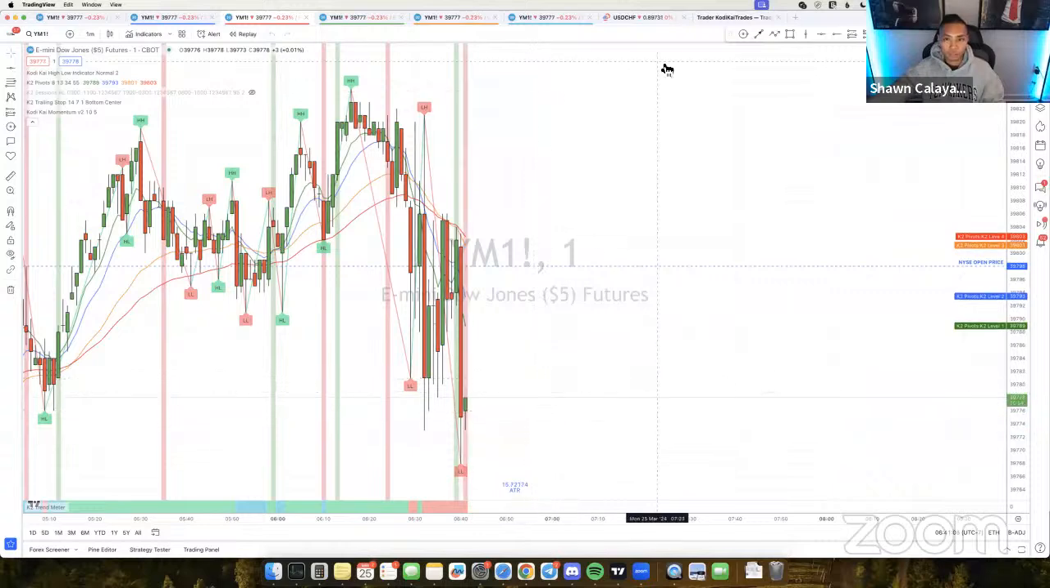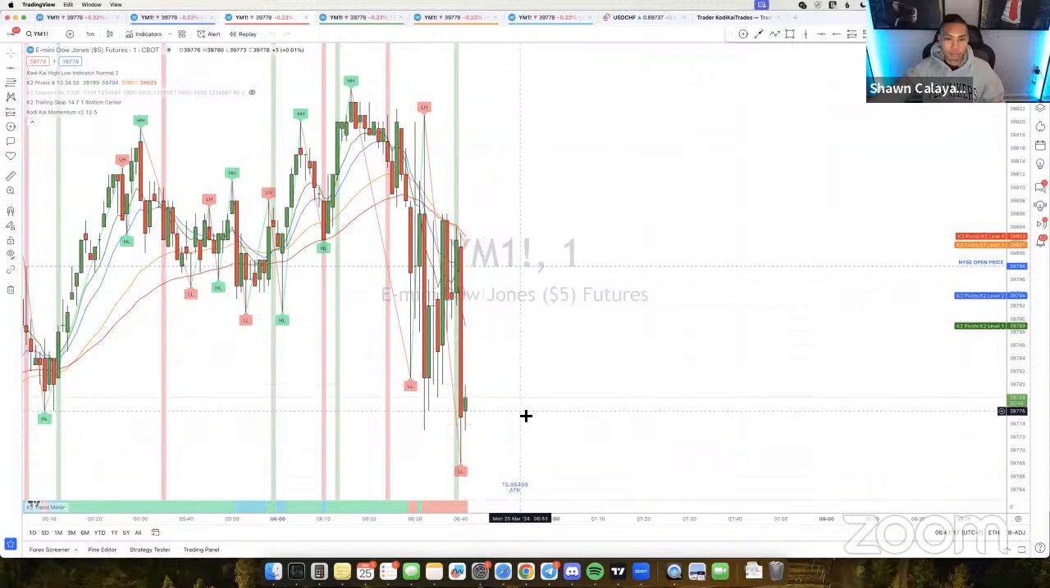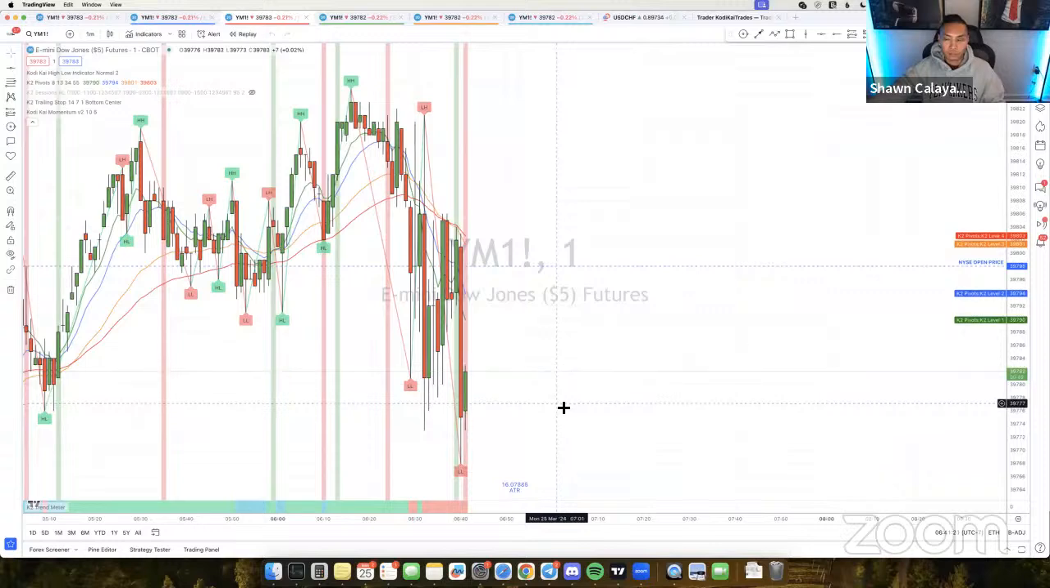So what I personally want is a sell signal here to close. Once that sell signal closes, we can start looking for a swing back to the upside. So this here might be the space for the PRB.